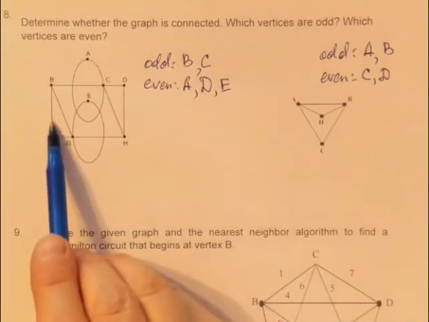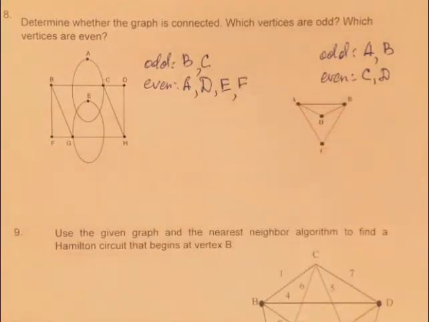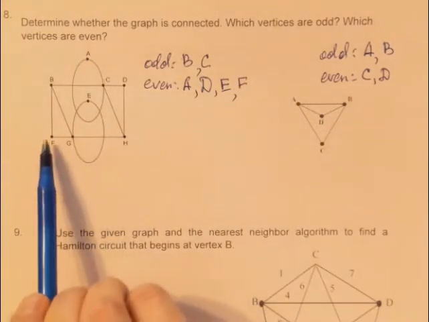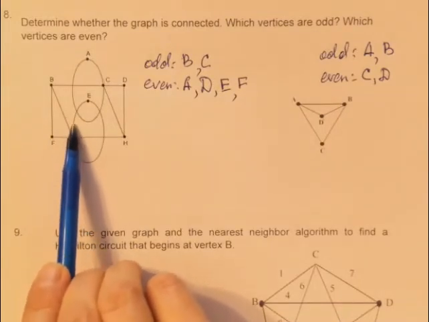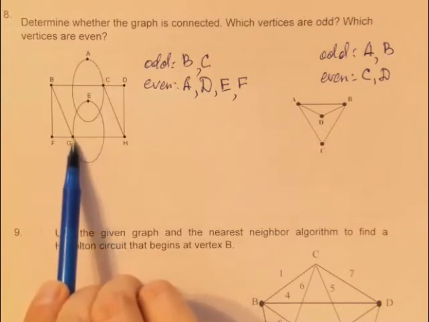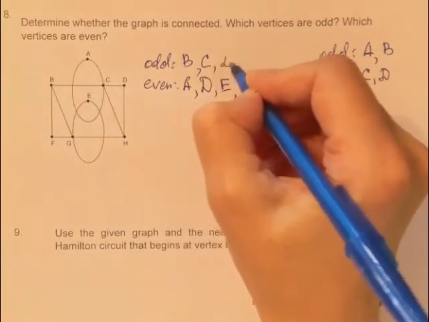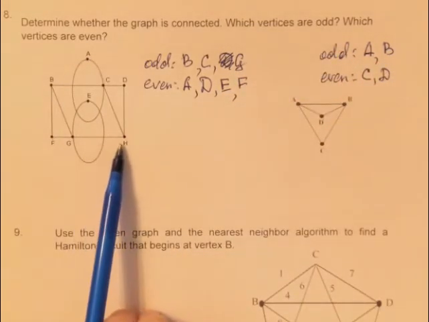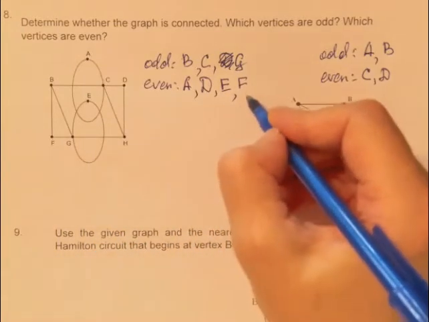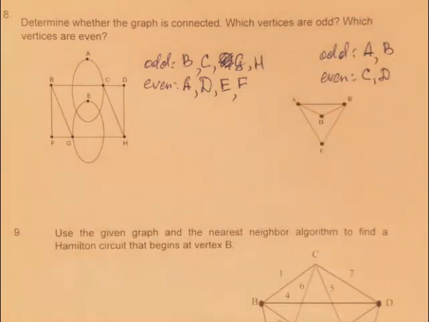F, 1, 2. Two lines, F is even. G, be careful, so many lines, let us count them carefully. 1, 2, 3, 4, 5. 5 lines, an odd vertex, G. Oops, it's not G. And the last one, H. 1, 2, 3, 3 lines, an odd number, so H is also an odd vertex.